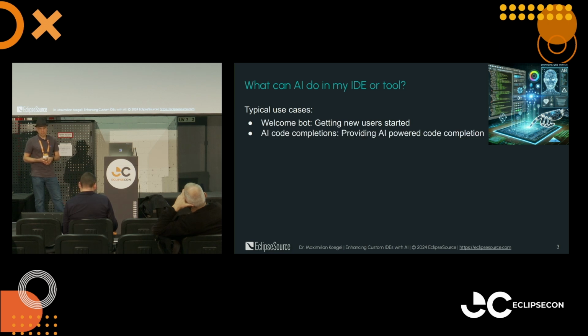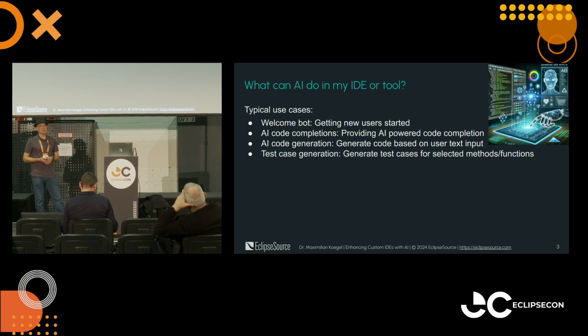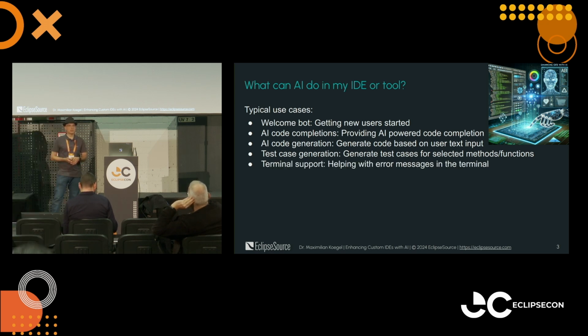So AI code completions, we all know that. You can improve on code completions by that. Code generation, obviously. You can ask to get code generated based on a user input. Test case generation, which is often an overlooked use case. Generating test cases works very well with those LLMs. Terminal support, like we've just seen. Or if you think about it, there could be other flavors of that. The AI could detect that you have an error message on your console and just help you with coming up with a resolution of that error message.